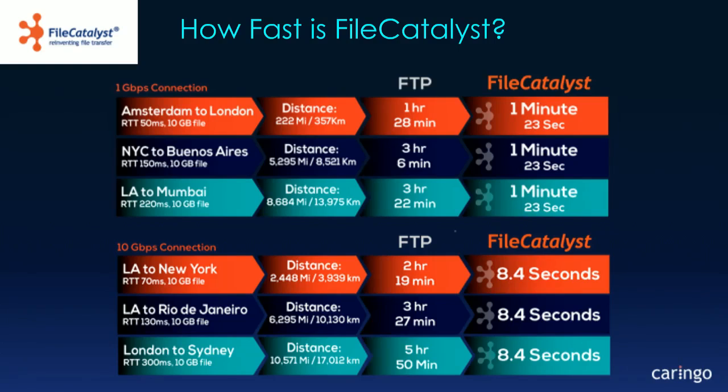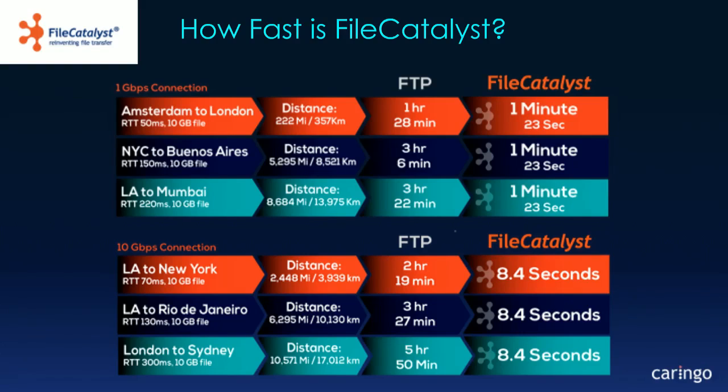Going to the second case, which is, go ahead. Oh, no, I said, yeah, this is what I found most impressive. I'll let you walk through the second case, but then I do want to point a few things out here. Yeah, so if you look at the second case, which is a much more interesting case, if you're lucky to have a 10 gigabit connection, like what some of our customers do, transferring a file from LA to New York, the same 10 gig file over 70 milliseconds of latency, FTP will take about 2 hours and 19 minutes, whereas FileCatalyst can transfer that file in 8.4 seconds.